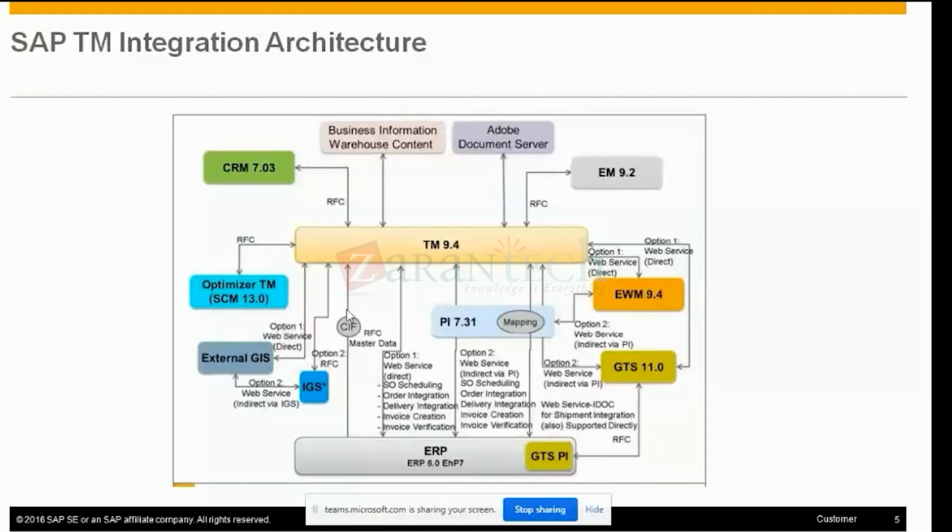And there is another arrow going up called SIF. SIF means if you want to transfer your master data from ECC to TM, you need to use the SIF technology or framework to transfer that information from sender to receiver.